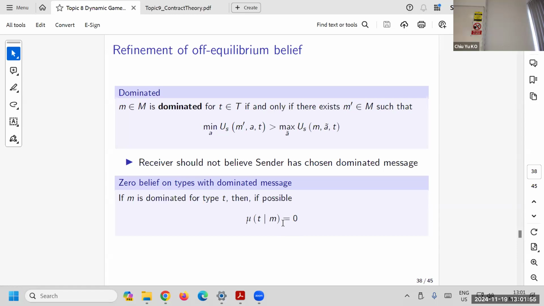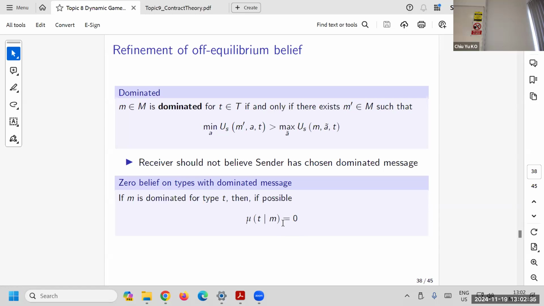I don't allow arbitrary belief for off equilibrium path, right? I just allow the receiver to be smarter, think twice, think a little bit ahead. If I get a message, even if this guy sent me this message, and the worst case scenario of this message is better than the best case scenario, then this type cannot be happening. So that would be the idea, right? I shouldn't believe this, because it would be crazy.